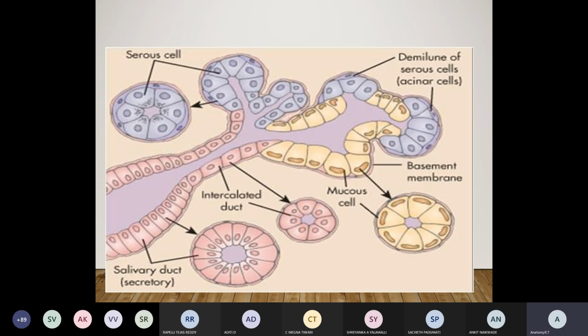This is one more figure where we can appreciate the cellular changes of the duct, where the lumen is larger, with a centrally situated nucleus in one and a peripherally situated nucleus in the other.